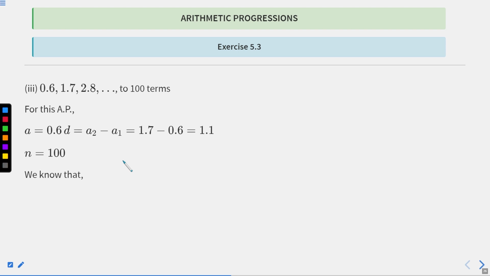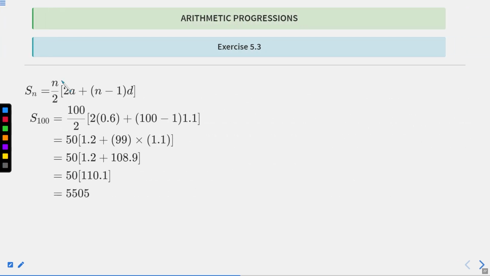Okay, so for this AP, a is equal to 0.6, common difference d is equal to a2 minus a1, that is equal to 1.7 minus 0.6, that is equal to 1.1, and number of terms n is equal to 100, and we know that Sn is equal to n by 2 times (2a plus (n minus 1) times common difference d), and S100 is equal to 100 by 2 times (2 times 0.6 plus (100 minus 1) times 1.1).